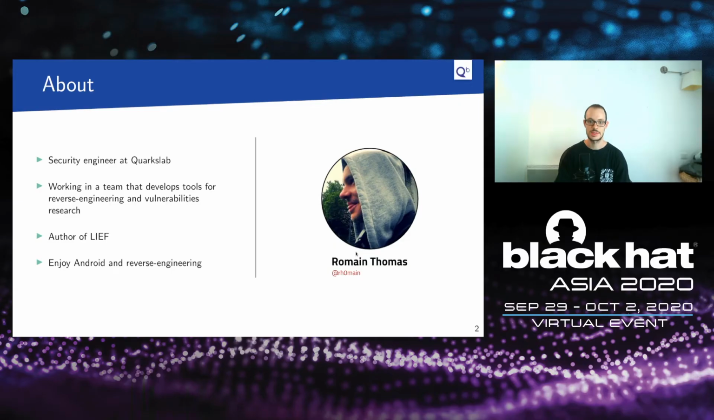I'm Romain Thomas, a security engineer at Quarkslab, where I'm in the team that performs security assessments but also develops tools to automate the reverse engineering process. Among these tools we develop Triton, which is a symbolic execution framework. We also develop LIEF, which enables modifying executable formats such as ELF or PE. And we develop QBDI, which is a dynamic instrumentation framework that will be discussed in this presentation.